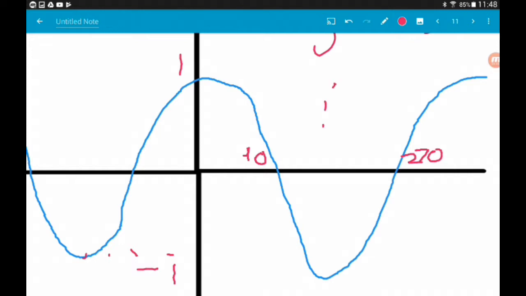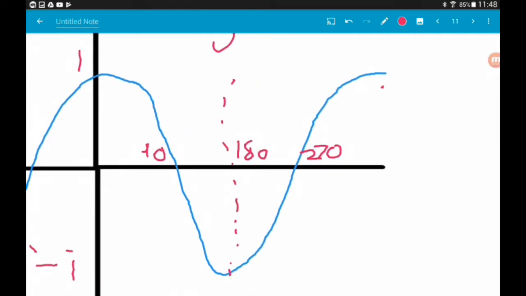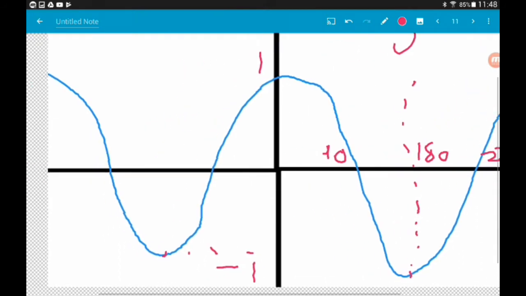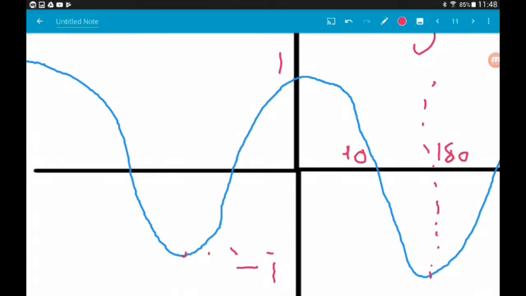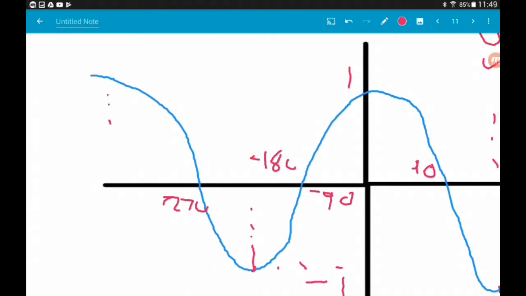270. This trough happens at 180, and this guy is at 360. Now cos is symmetrical through the y-axis, so this is minus 90, this is minus 180, this is minus 270, and this guy is minus 360.